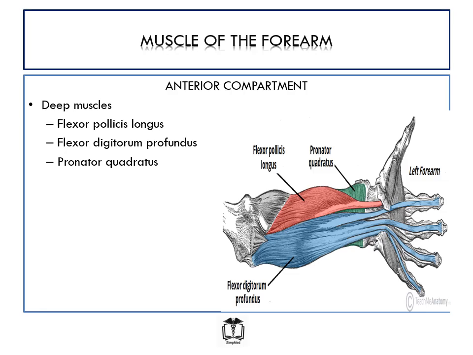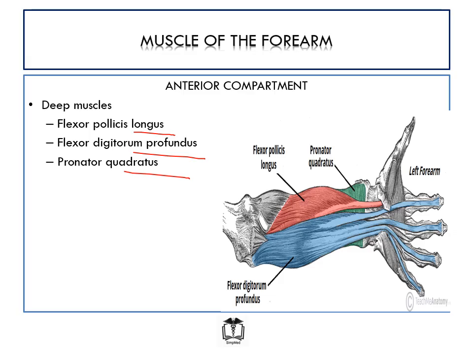Let's jump down to the deep muscles of the anterior compartment of the forearm. These include three major muscles, and these are the flexor pollicis longus muscle, flexor digitorum profundus muscle, and the pronator quadratus muscle. We start with the flexor pollicis longus muscle.